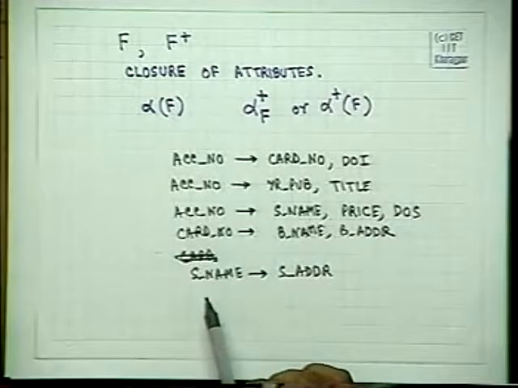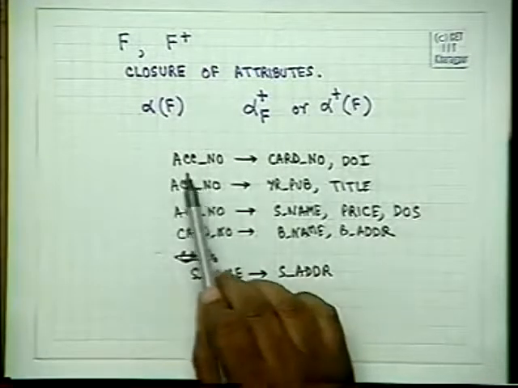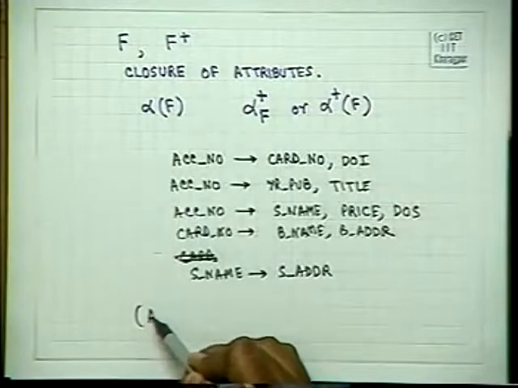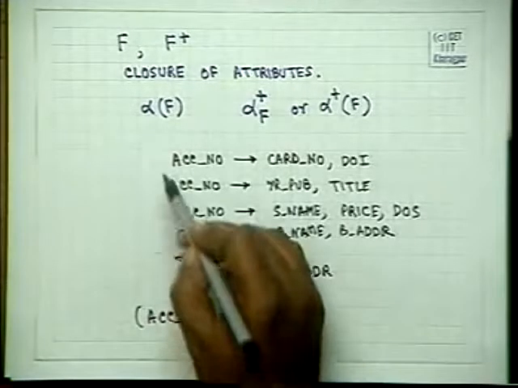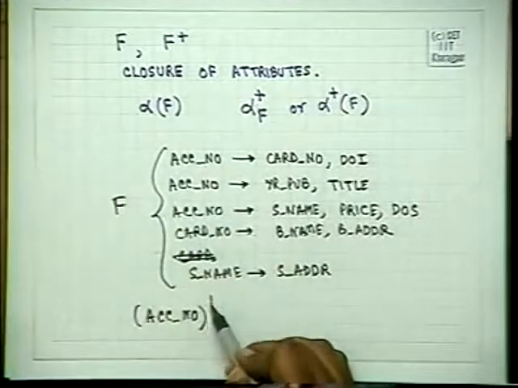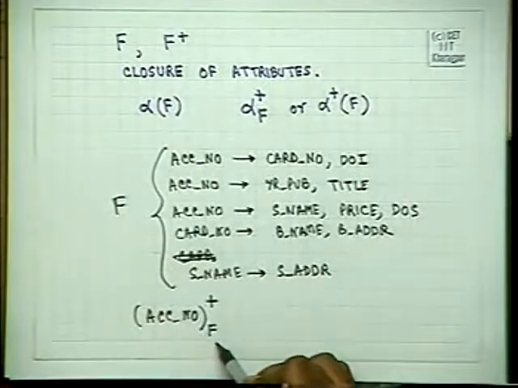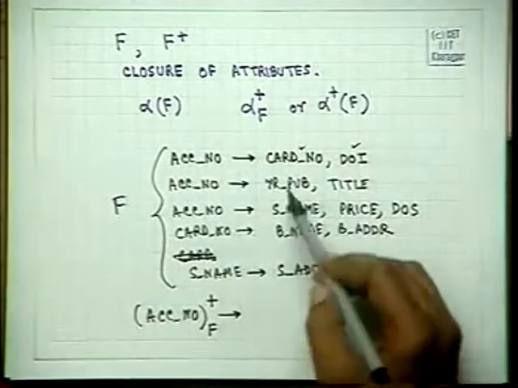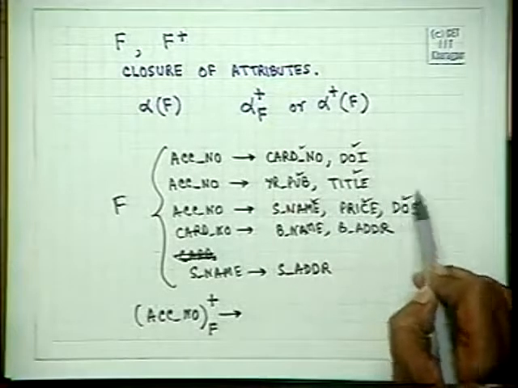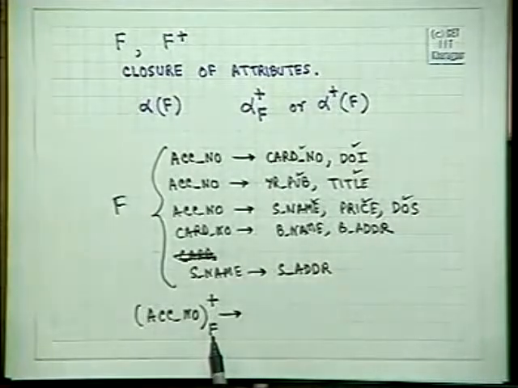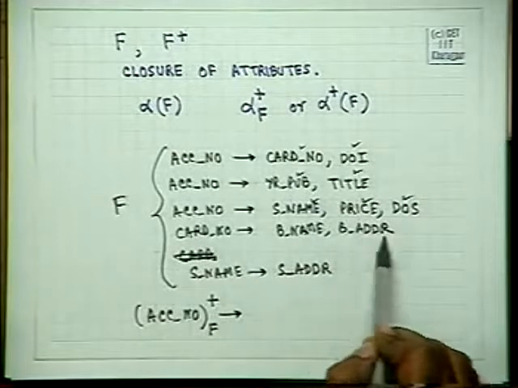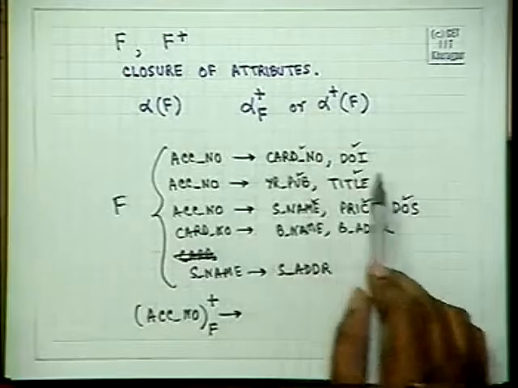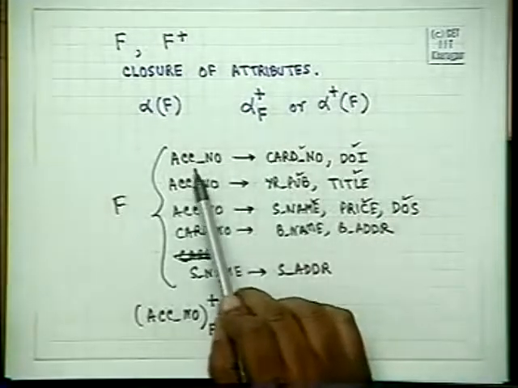Now, based on these, we would like to find out all the attributes which are dependent on accession number. The attributes which are dependent on accession number on this set of functional dependencies F is called the closure of this attribute under F. Here we will have these, because they are directly implied. In addition we will have borrower's address, borrower's name as well as supplier's address, because all these attributes are indirectly also determined or dependent on accession number.